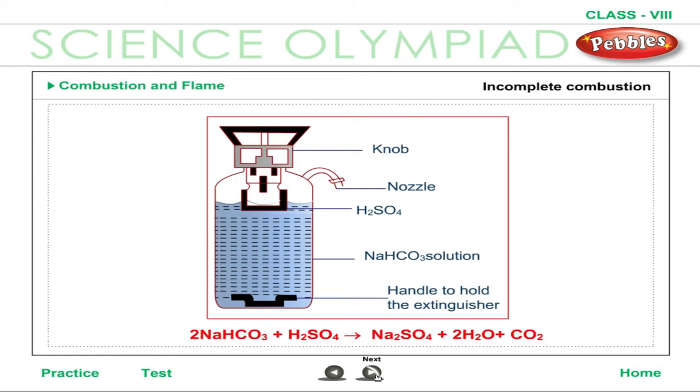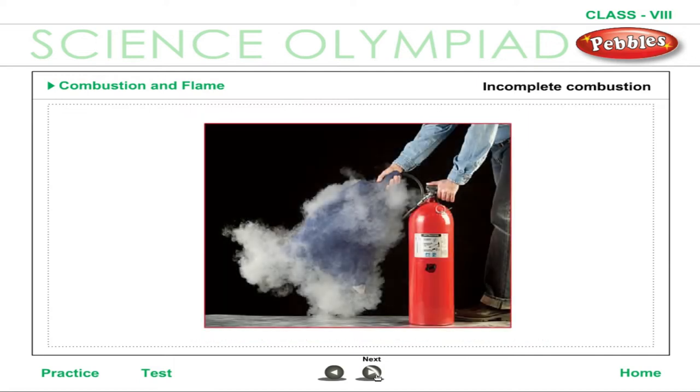2NaHCO3 plus H2SO4 gives Na2SO4 plus 2H2O plus CO2. The carbon dioxide produced is ejected at the nozzle under pressure, together with the solution in the container. The carbon dioxide smothers the flame, whereas the water from NaHCO3 solution has a cooling effect on the burning material.